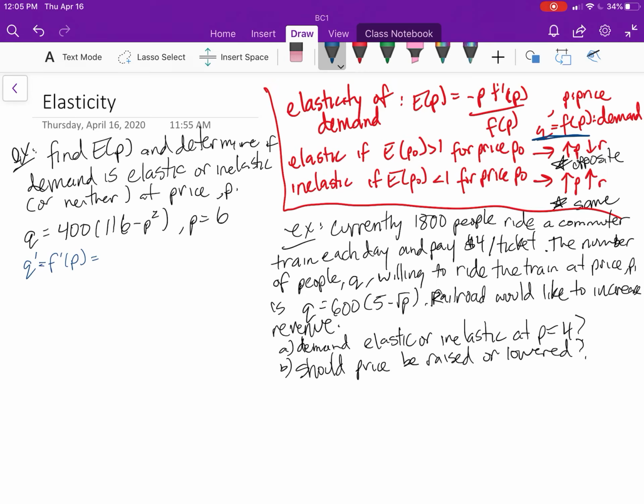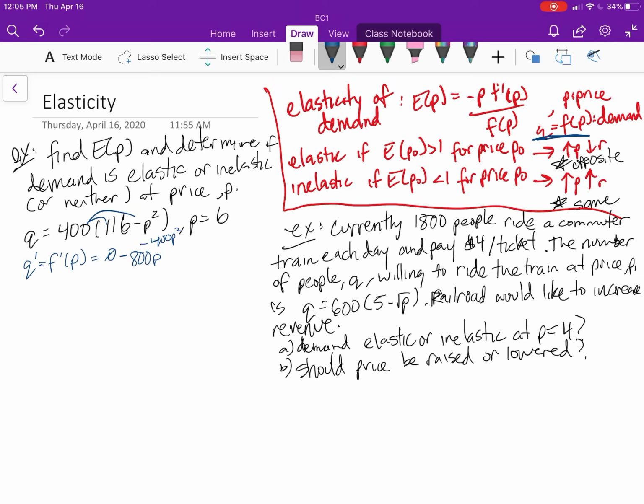So to do that, first, I would distribute, but I see that that's just a constant. So the derivative of 400 times 116 is 0, right, because it's constant. And then I have a negative 400p squared. So that derivative is negative 800p. So I don't really need the 0.